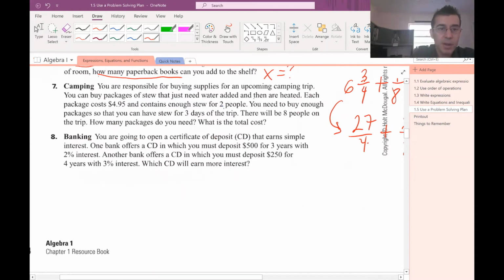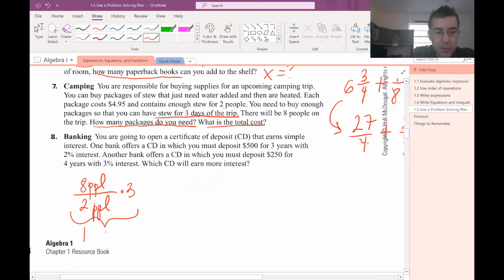What is the total cost? Okay. So first, how many packages do you need, and then what is the total cost. So the packages we're gonna need is the number of people, which is 8 people, over 2 people, and I'll explain why. And then this is the number of packages for 1 day, right? But we need to have enough stew for 3 days. So times 3, that's the number of packages needed. So we're solving 7 here.